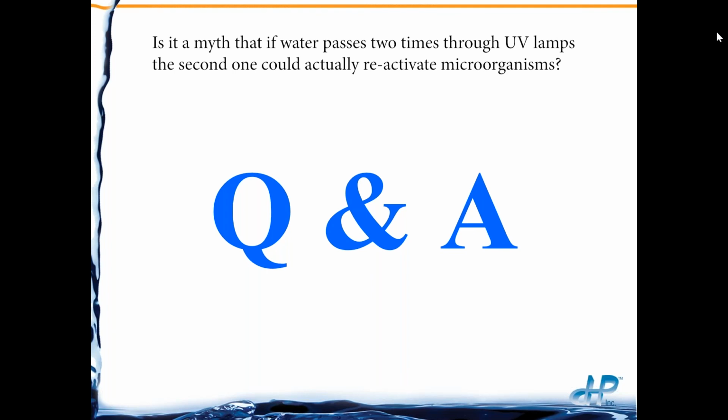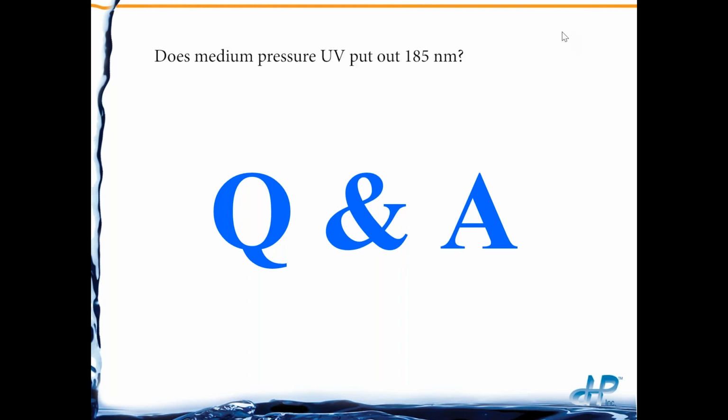Another question here, is it a myth that if water passes 2 times through UV lamps, the second one could actually reactivate microorganisms? So I have not seen anything that would show that reactivation happens. And that's not something that I'm familiar with. So another question that came in here, does medium pressure UV output 185 nanometer? I think as David said, we'd be dealing with a low pressure application there, where the band of medium pressure is significantly higher than that. And that looks to be the last question. So I think that's all for now.